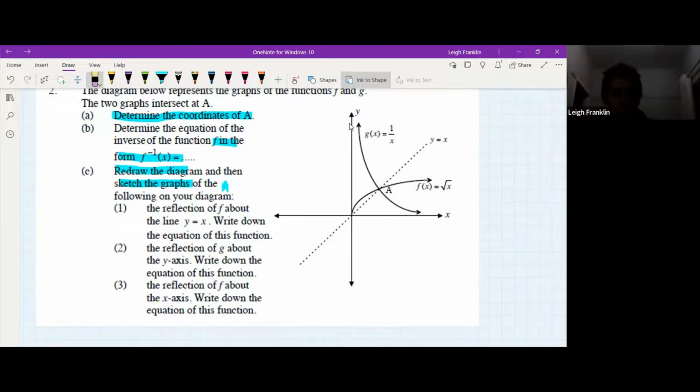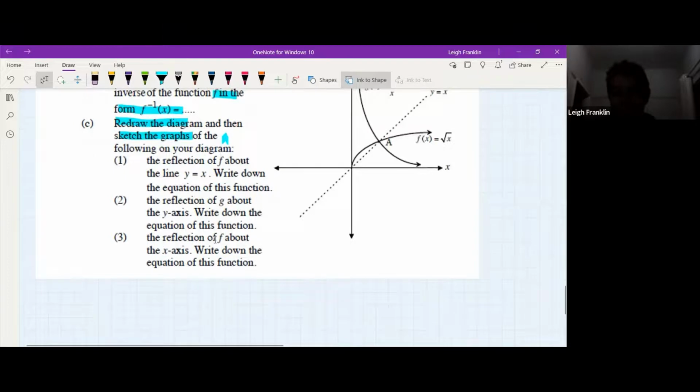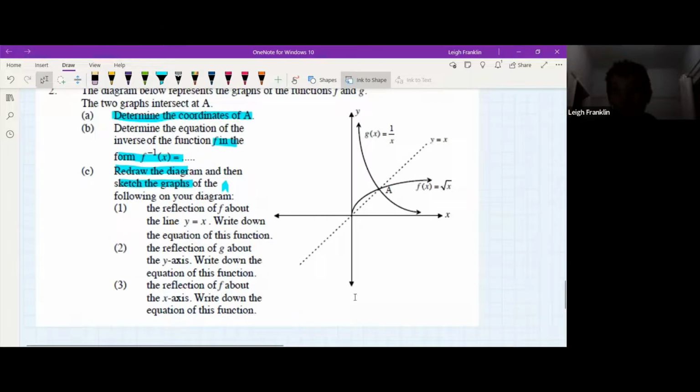The reflection of f about the line y equals x, write down the equation of this function. The reflection of g about the y-axis, write down the equation of this function. And then the last thing that they want us to do is write down the reflection of f about the x-axis and write down the equation of this function.